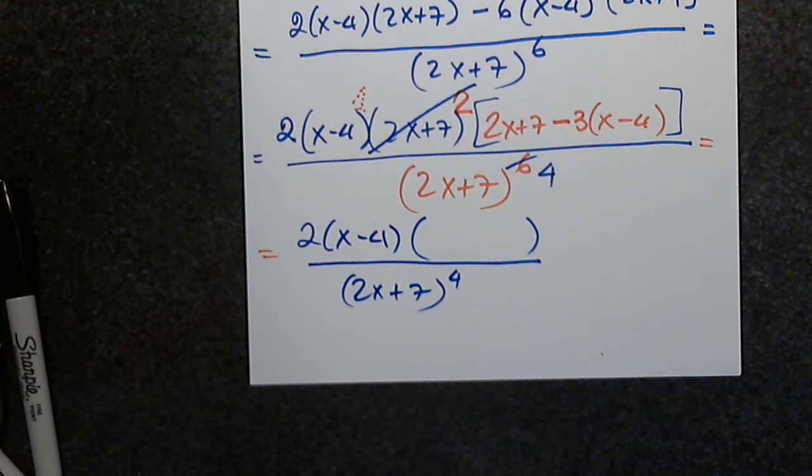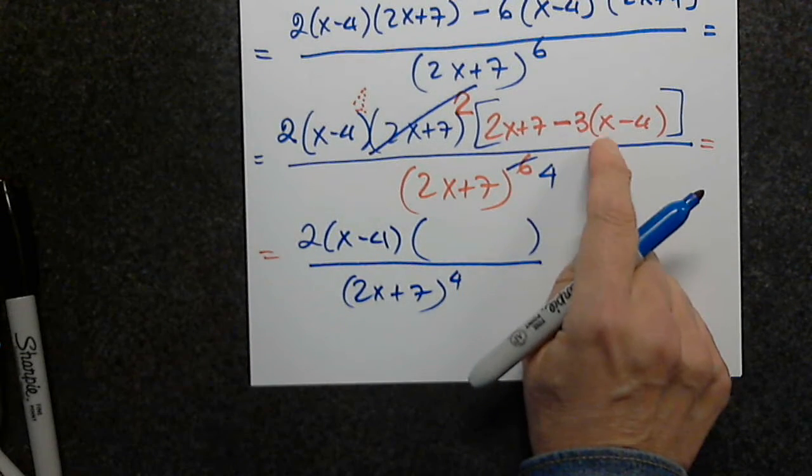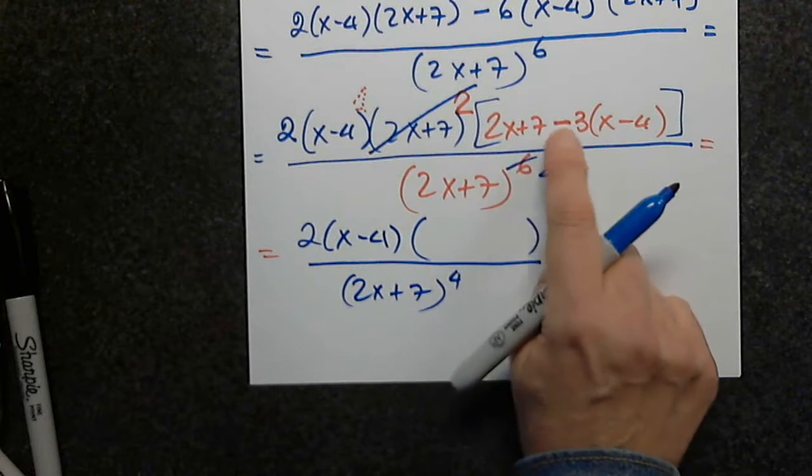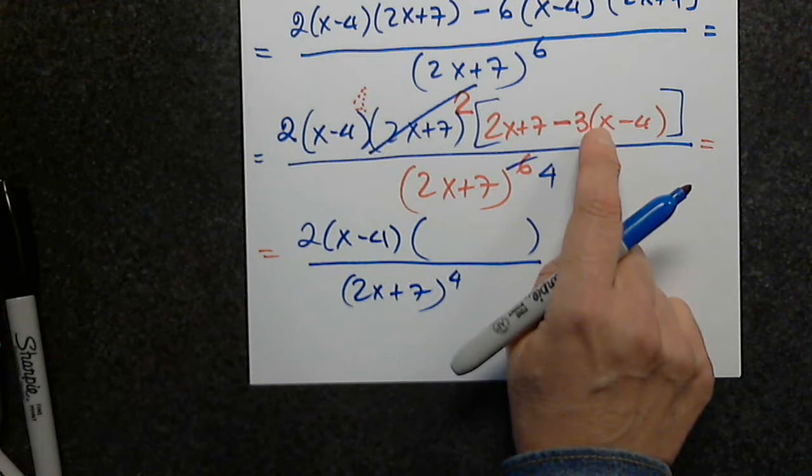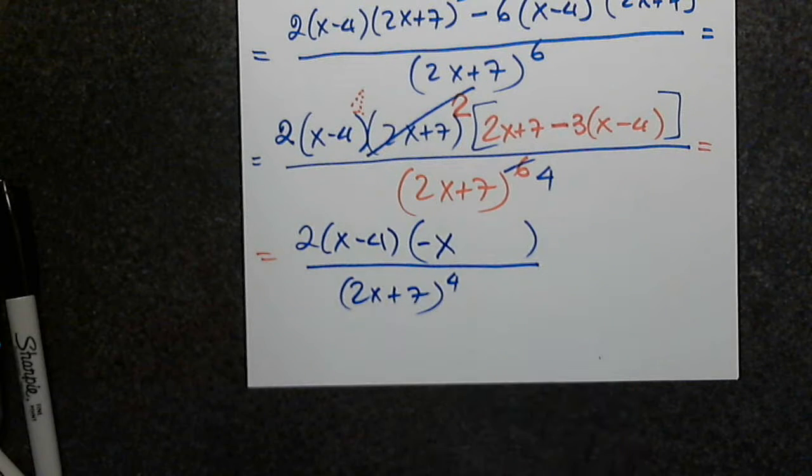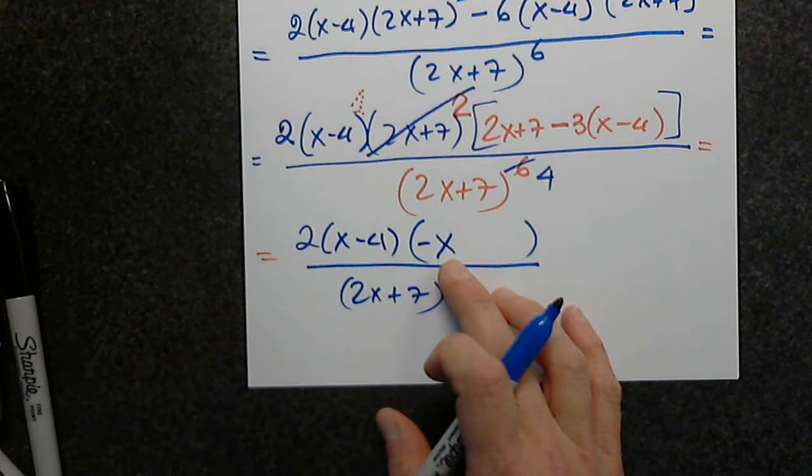Can you please tell me what we have inside parentheses? I have a 2x, but I also have a minus 3x. 2x minus 3x is? Minus x. We are not multiplying them. We are combining like terms. So 2x minus 3x is negative x.